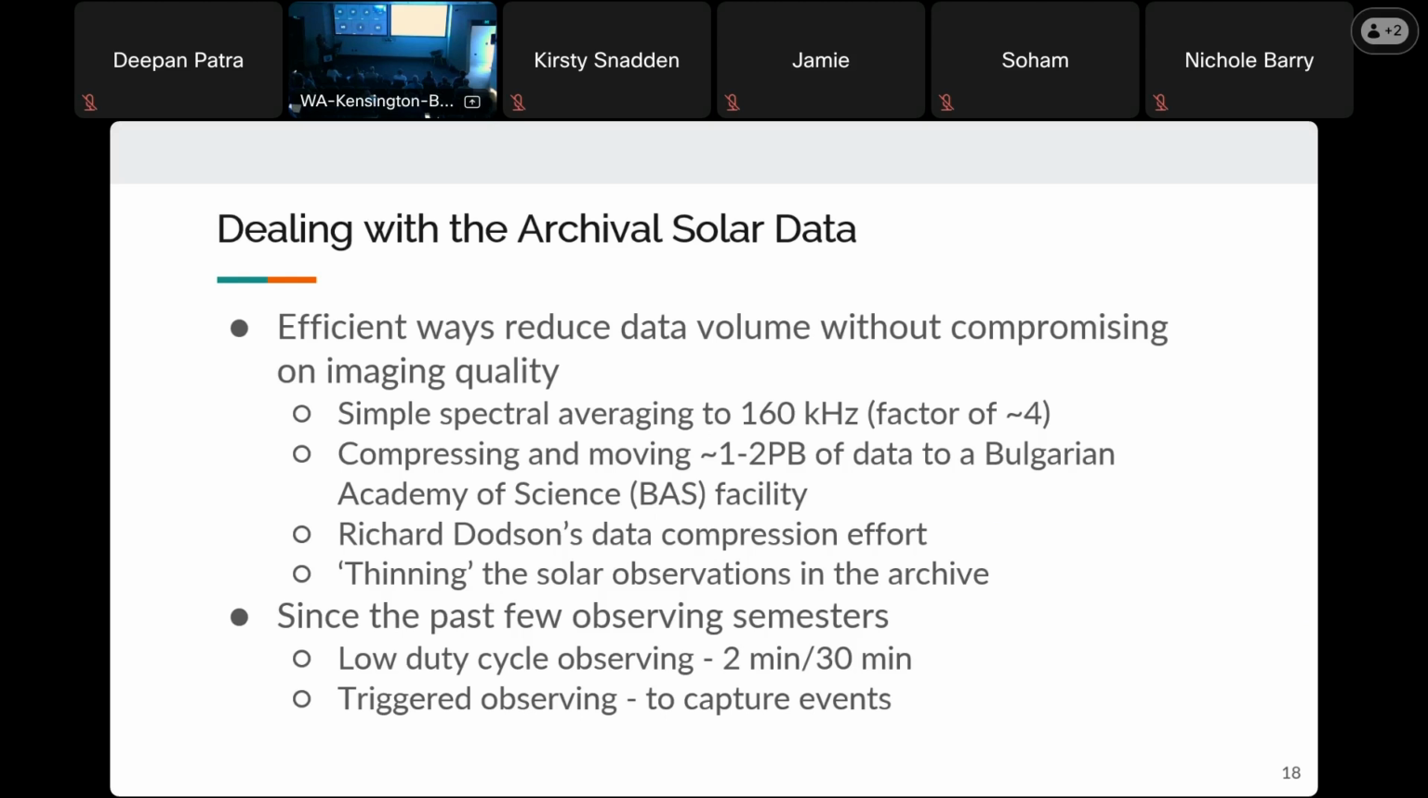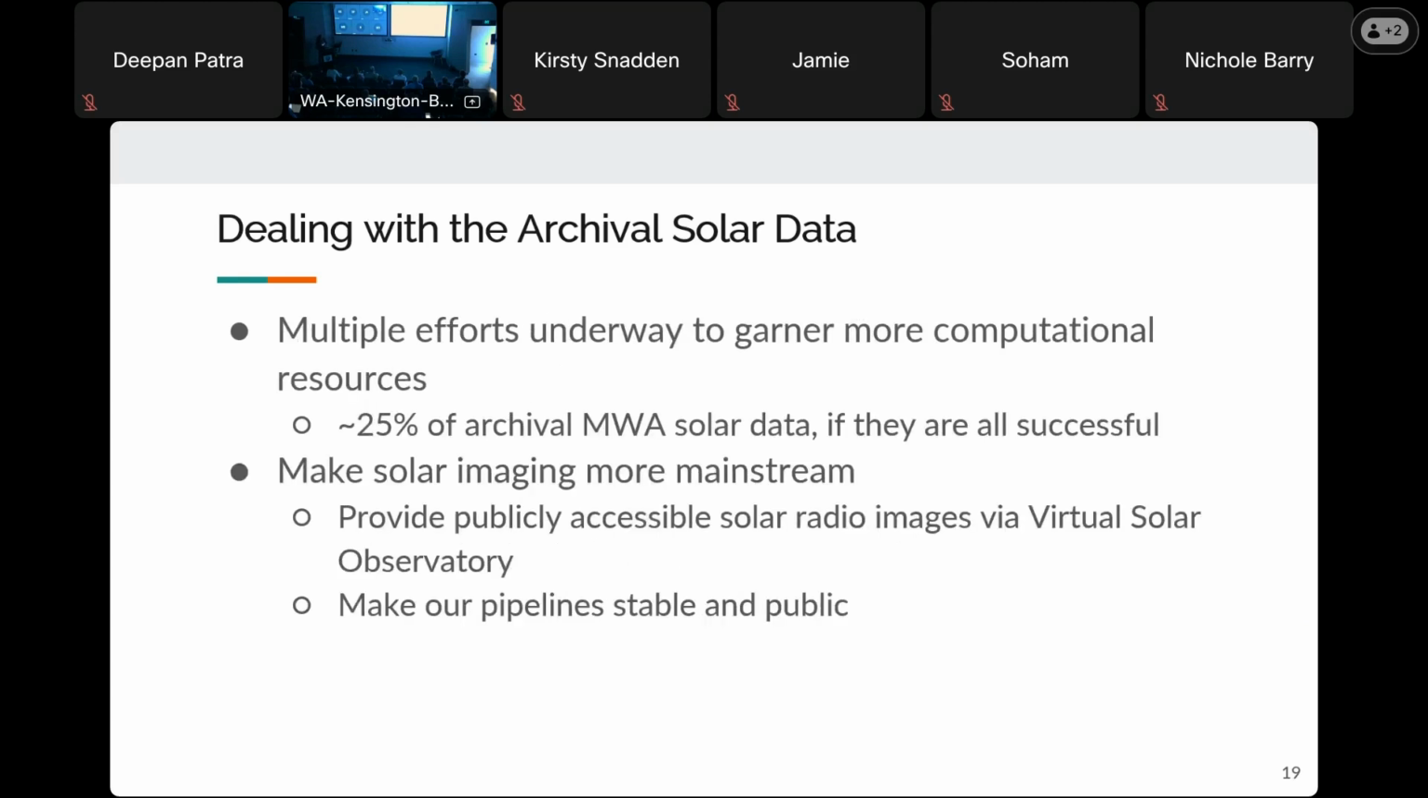Lately, we have been observing with very low duty cycles, right? 2 minutes per 30 minutes, to get a good sampling of what is happening in the day, but not gather too much data. And also we have been following triggered observing to concentrate our observing where it is really interesting.